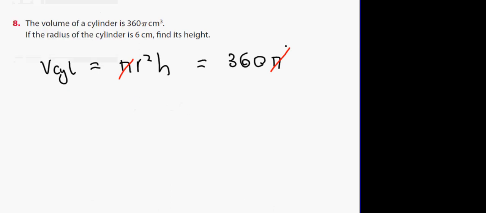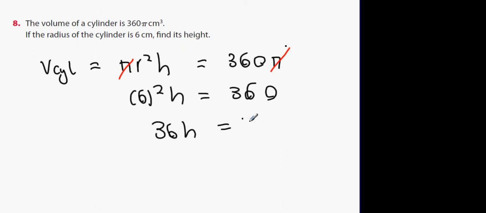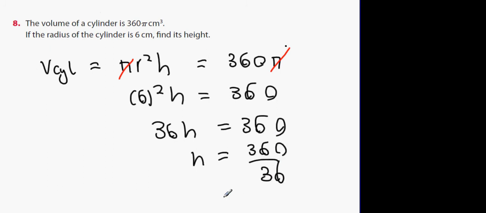Now, the radius is 6, so it's going to be 6 squared times h equals 360. 6 squared is 36. 36h equals 360. Divide 360 by 36. h equals 10 centimeters.